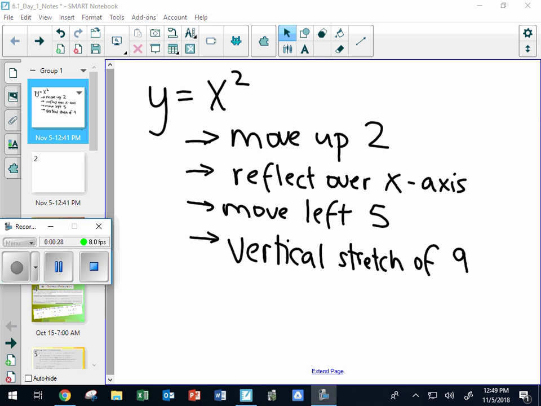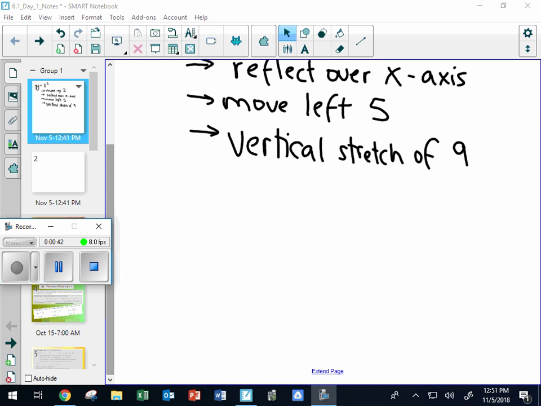make the equation that makes you move up 2, reflects you over the x-axis, moves left 5, and has a vertical stretch of 9. So I will give you a few moments to do so. Okay. Ethan, can you tell me one thing that we will need in our equation? Just one thing.